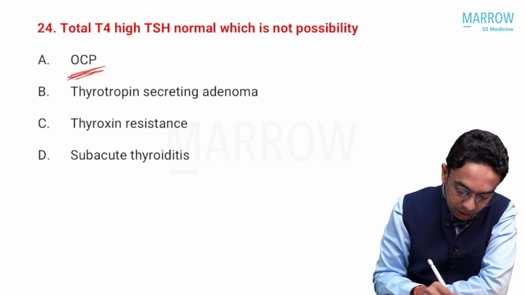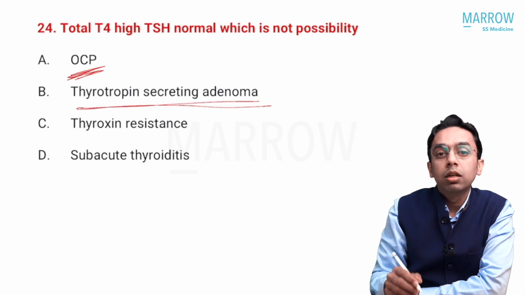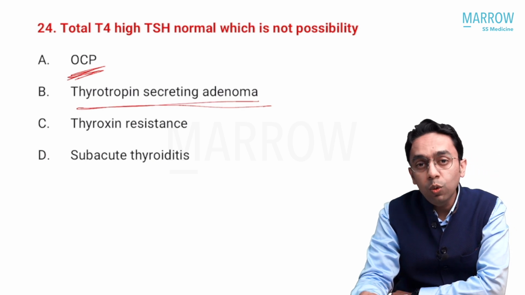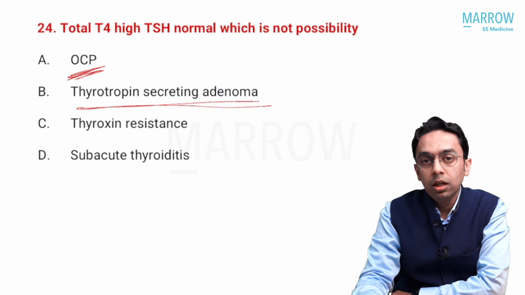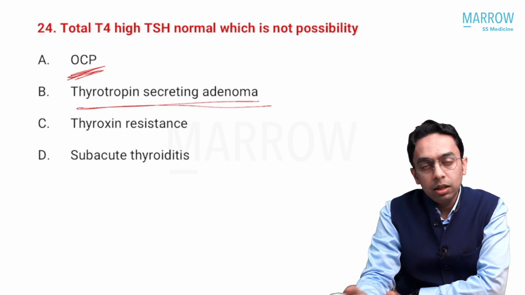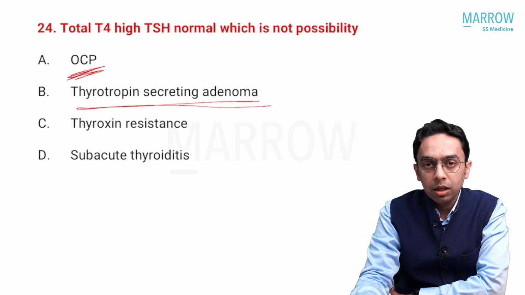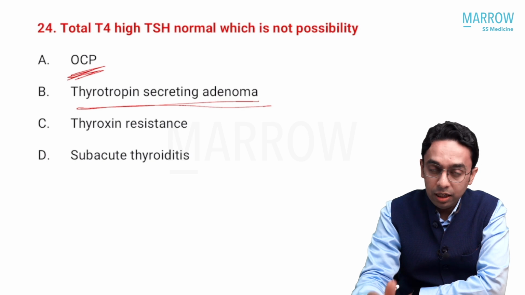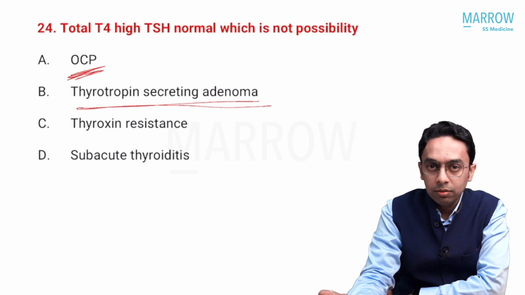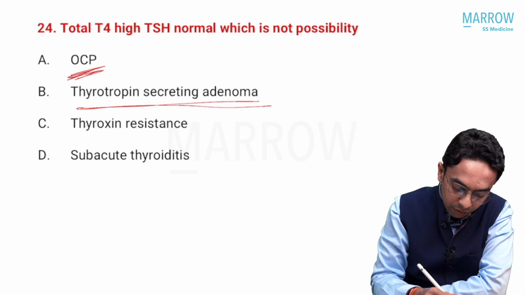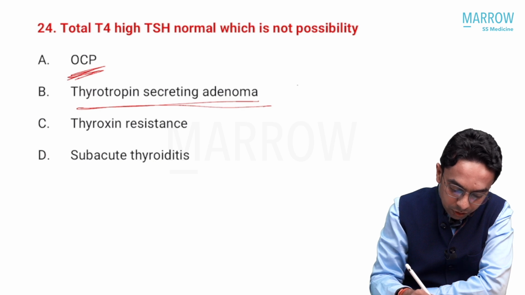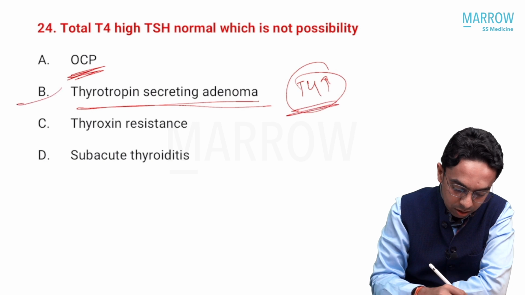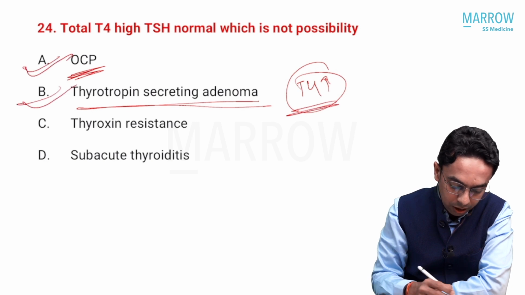Then TSH secreting adenoma, yes, these patients will have higher T4 with a normal TSH. That normal TSH also is abnormal, because in endocrinology everything is dynamic, right? That normal TSH with a high T4 is also abnormally high, right? So we'll have a patient who has normal TSH with a high T4. Okay, so this is correct here. This is also correct here.